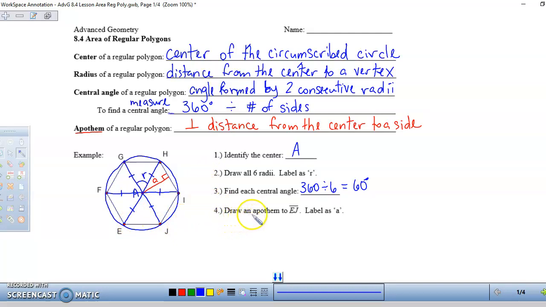So draw an apothem to EJ. Take a second and draw an apothem to segment EJ. So we're going to draw ourselves another apothem here, and that would be A. Obviously you're going to have 6 apothems if you drew them all in there, but this particular one would go to segment EJ. Okay, so there's your vocabulary so far.